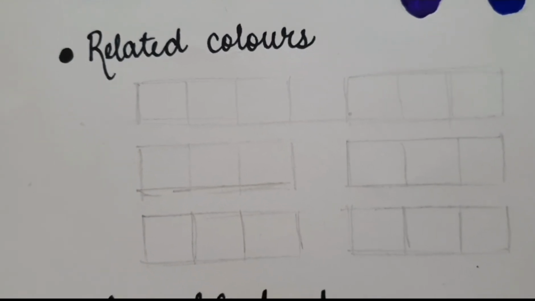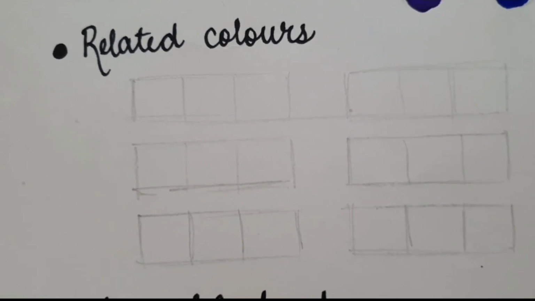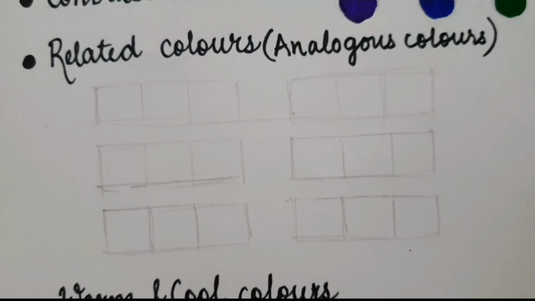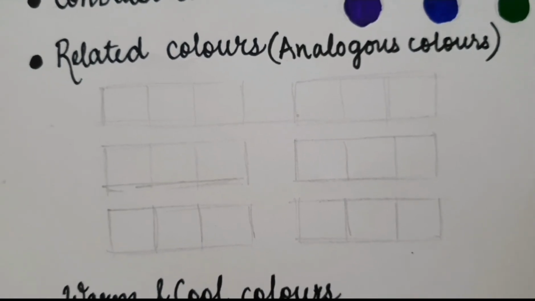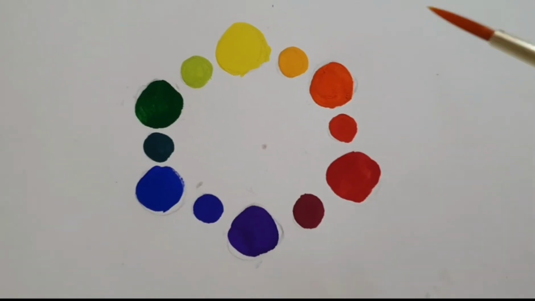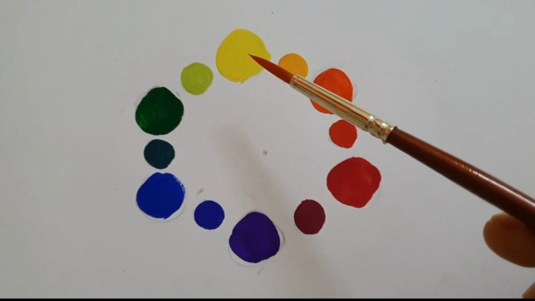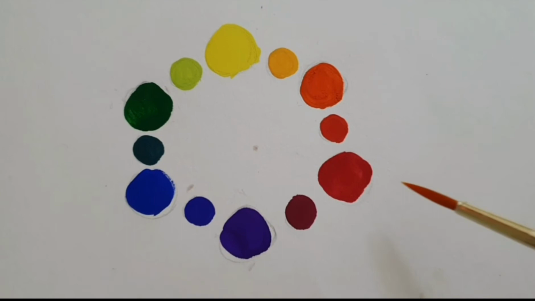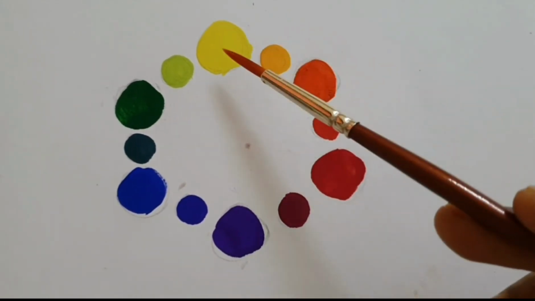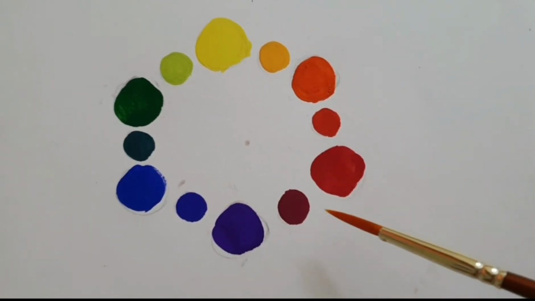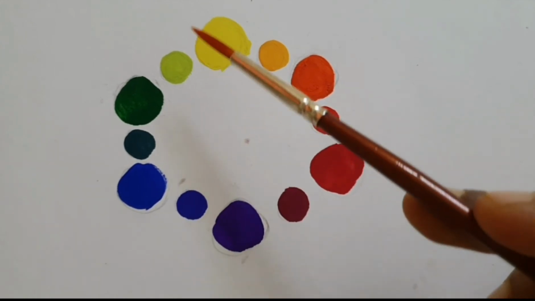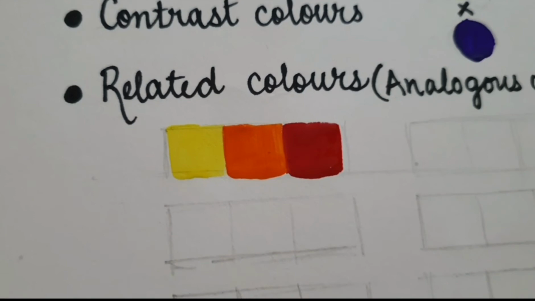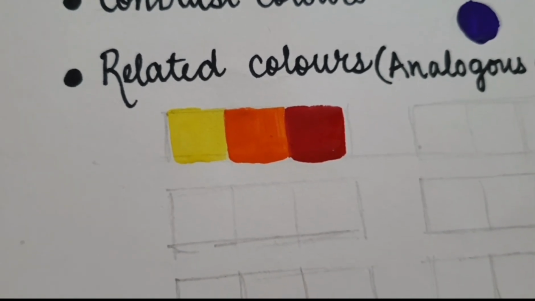The next one is related colors. These are also called as analogous colors. Now let's look at the color wheel. The colors that are placed next to each other like yellow, orange and red are placed next to each other. So they form related colors. They are also called as analogous colors. So that's the first color scheme.